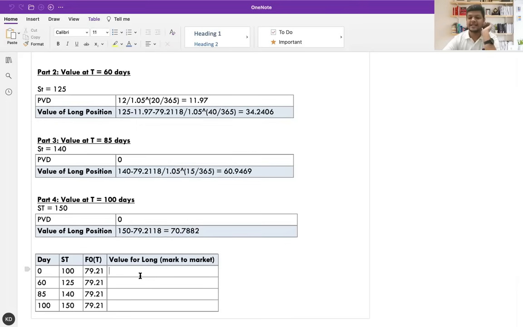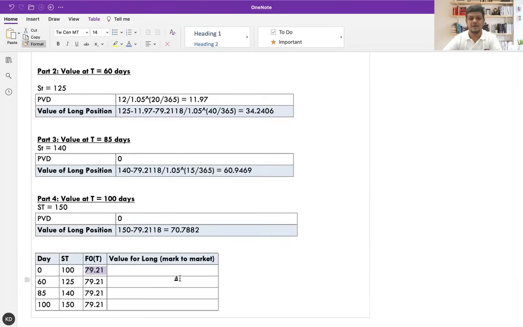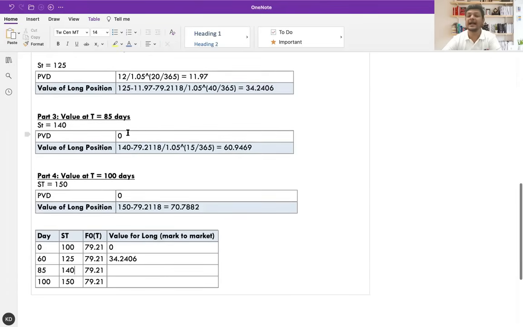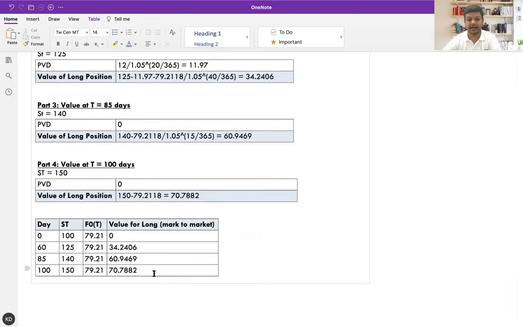So what was my value at initiation? At initiation, it was 0. Correct? The value at initiation of any forward contract is 0, right? On the 60th day, my spot was 125. My price was fixed and my value was 34.24. Clear? On the 85th day, my underlying asset went to 140. My value became 60 point this. And on the last day, my value was 70 point this. Is that clear? Right? This is much like the same value can be for forward or futures.